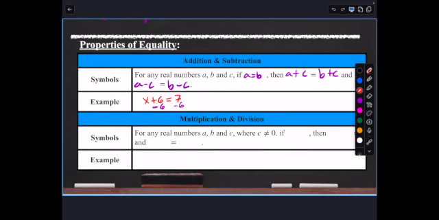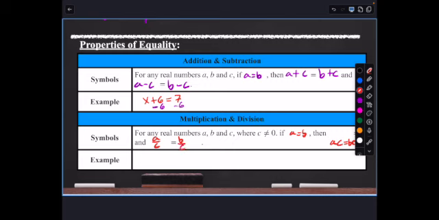Multiplication, division, you guys, it's not really any different. Main thing that's different is that c cannot equal 0. I'll explain that in a moment. If a equals b, then we know that a times c, I'm actually going to move this down just a little bit, a times c equals b times c. You can multiply on both sides as long as you multiply by the same constant. You can also divide. So a divided by c equals b divided by c.